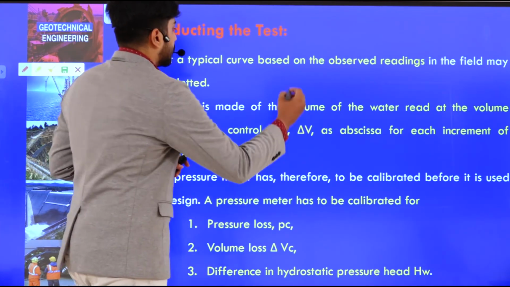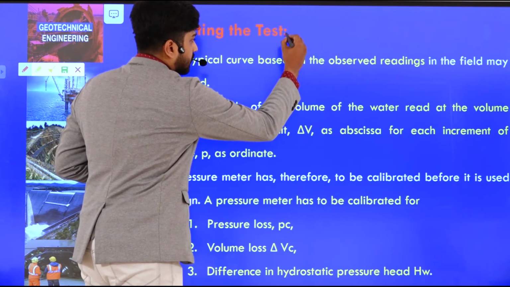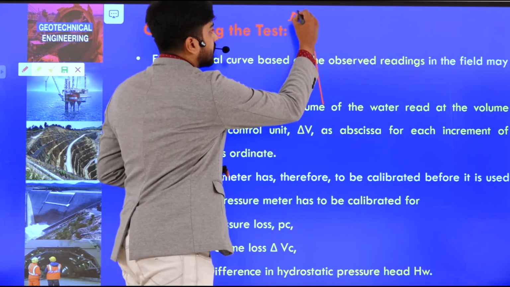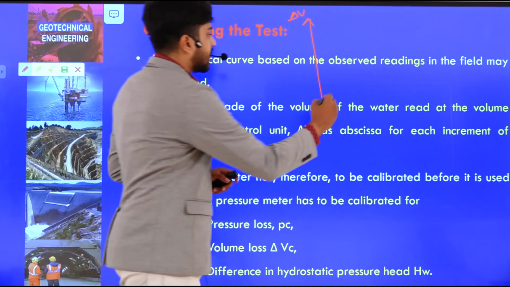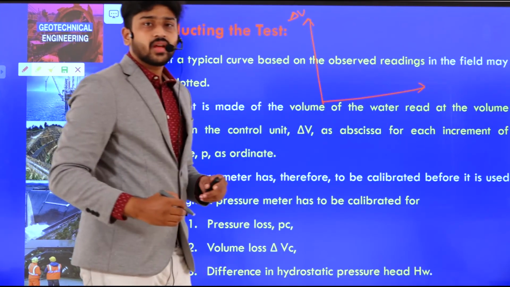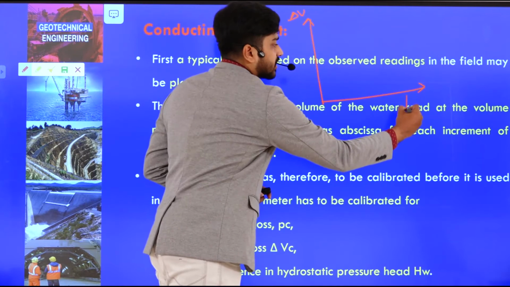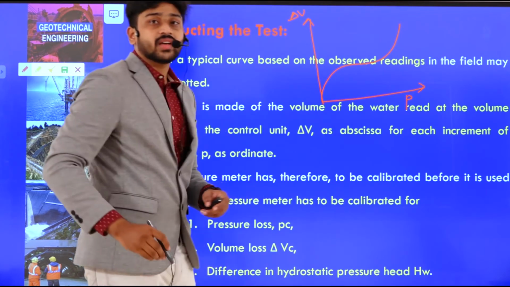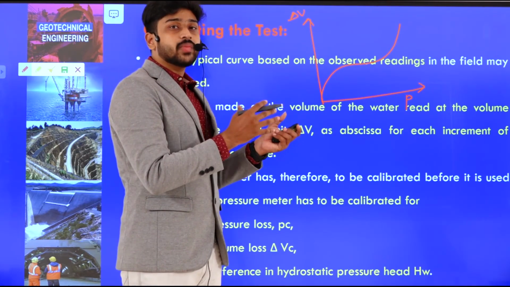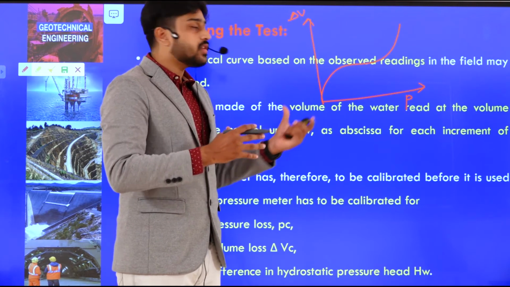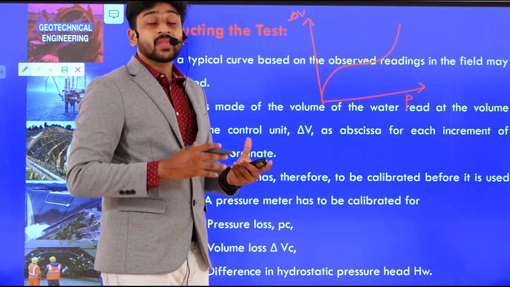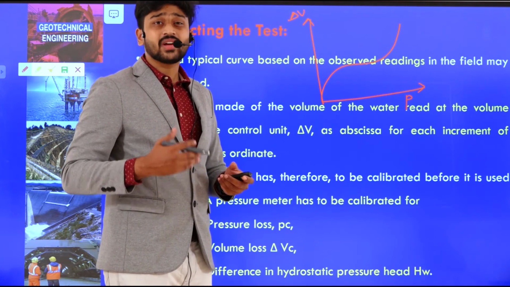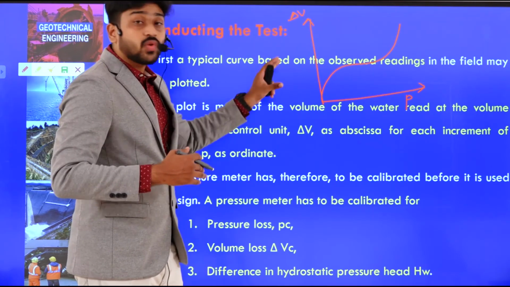Let me just try to draw a plot here. Imagine this is my delta V, the change in volume, and let us say this is some x coordinate. Here I have taken the pressure. So imagine, let us say I have got a curve in this manner. In this case, up to a certain limit the soil will be elastic in nature. Any soil will be elastic up to a certain limit, and thereafter it reaches a plastic state. Because of this external loading, it will try to reach a plastic state. That is what we need to understand.